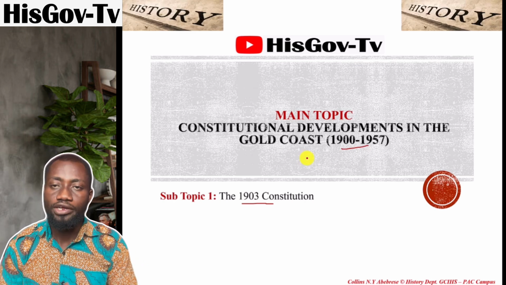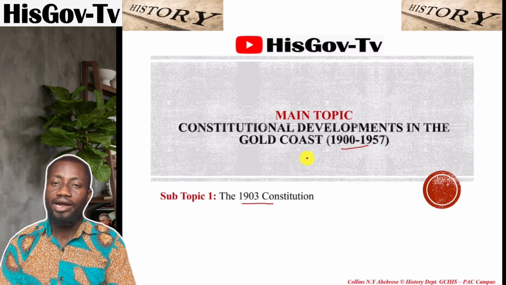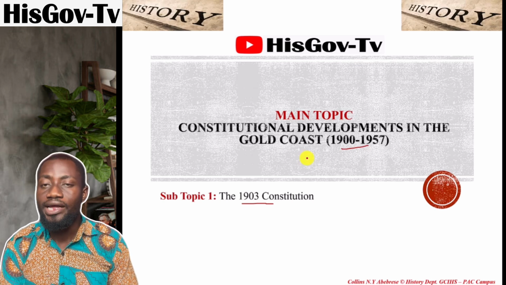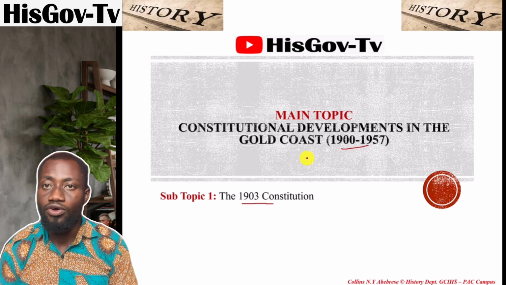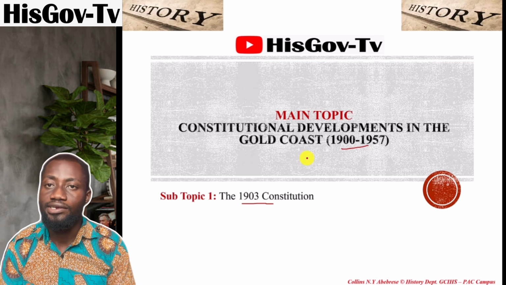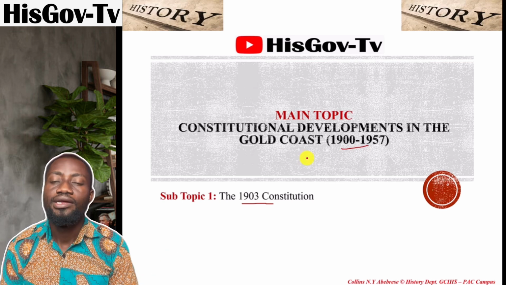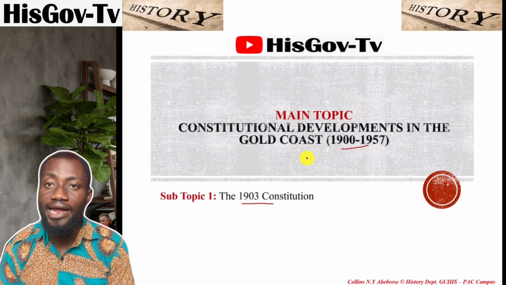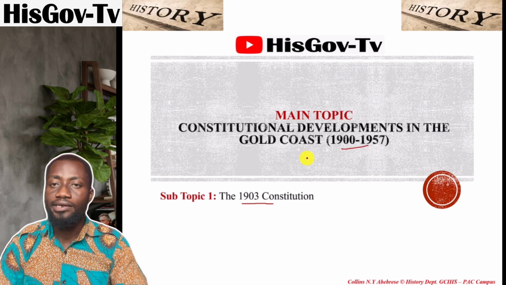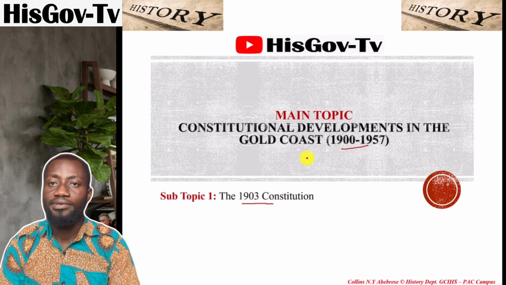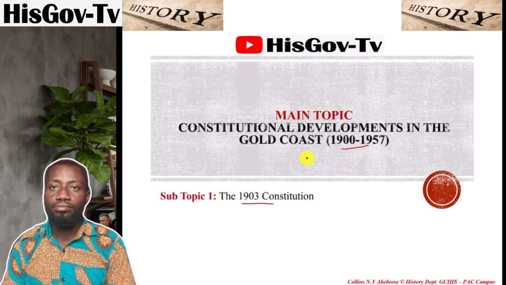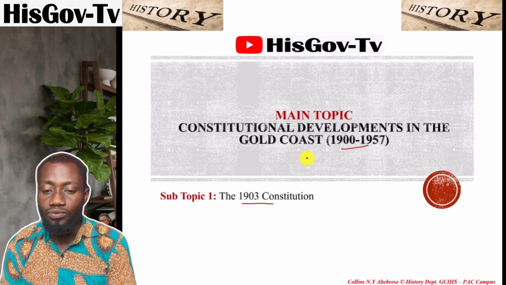So before we even go into our lesson objectives for today, let's remind ourselves about what we learned in our previous lessons or video. We learned about the policy of indirect rule, or the British policy of indirect rule. We also learned about the advantages and the disadvantages of the indirect rule policy. Then we also looked at the reasons why the educated elite opposed the indirect rule policy, and also why the traditional rulers accepted or embraced the policy of indirect rule in the colony. And those are the lessons that we learned.